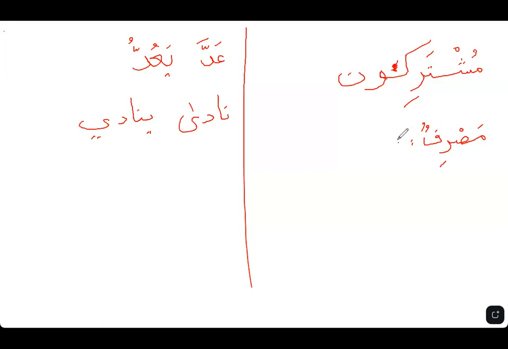There are some terms which have become common now. So masrif can be a money exchanger. Masrif can be a cash machine, also known as ATM. A masrif can also be a bank. Yeah, masrifun.